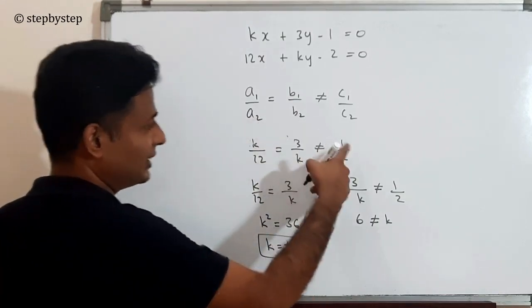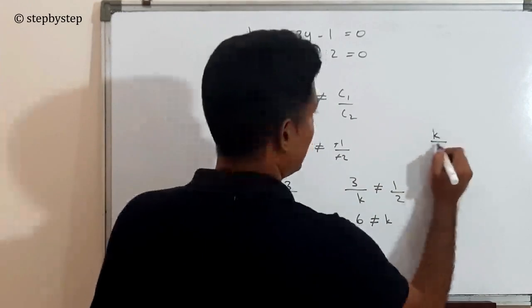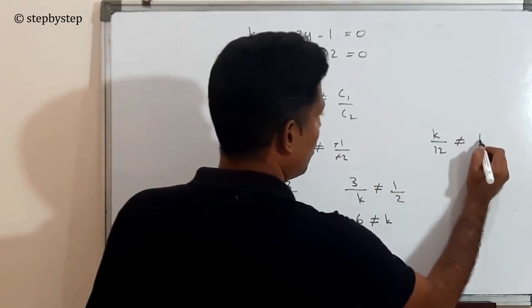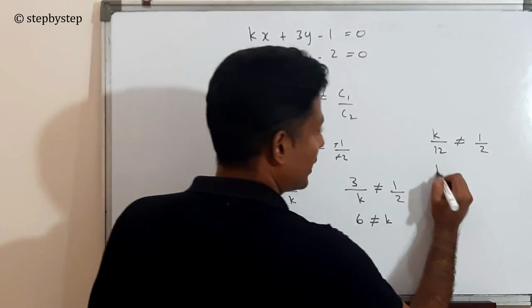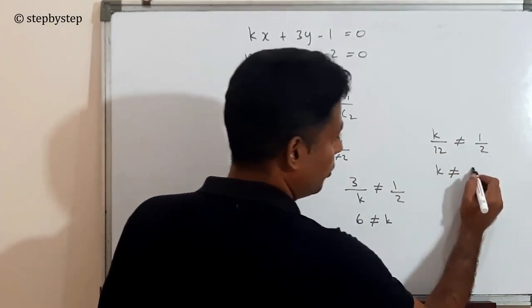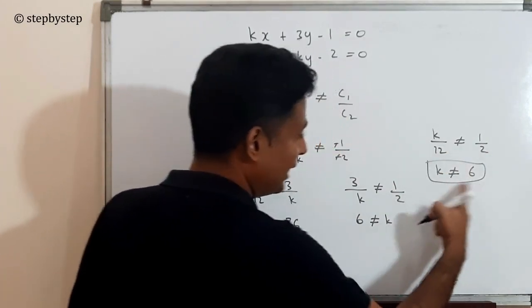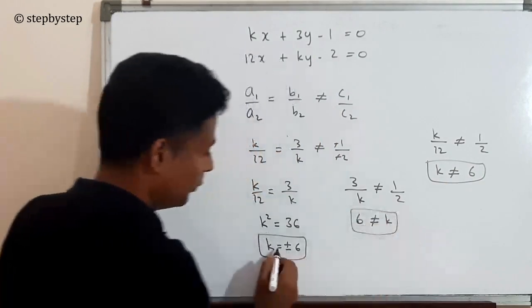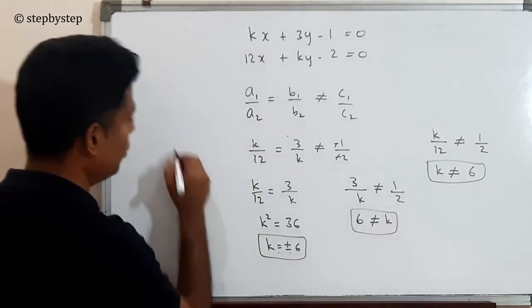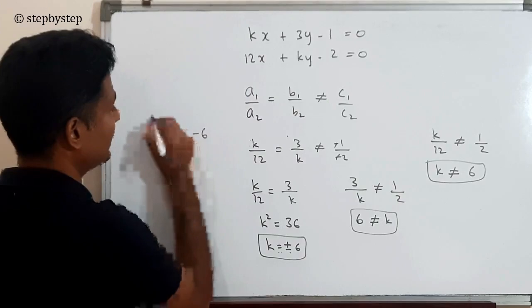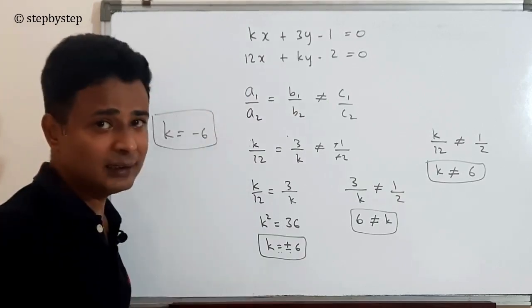But we'll check with the first and the last one as well, which is K by 12 not equal to 1 by 2, right? So K not equal to 12 by 2, which is 6. So again we are getting K not equal to 6, which means K is equal to minus 6. Answer is minus 6.